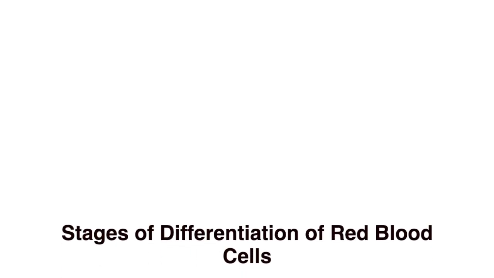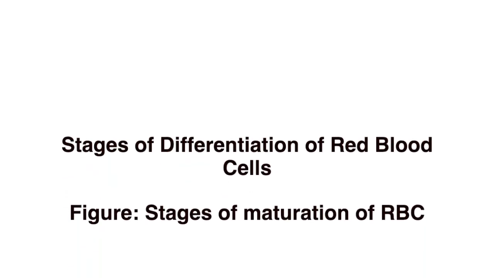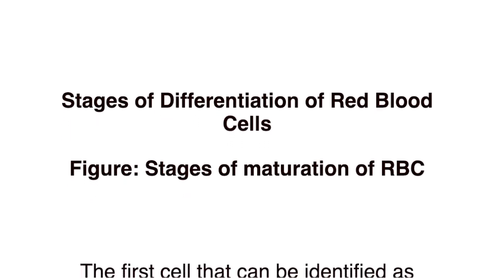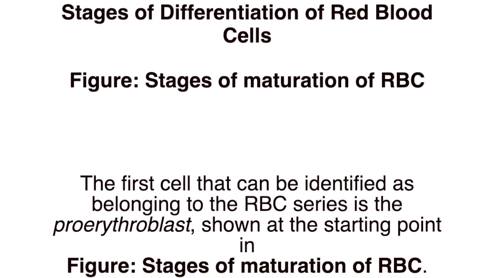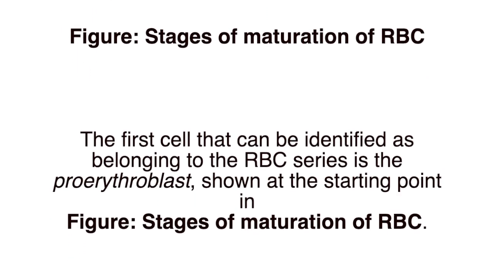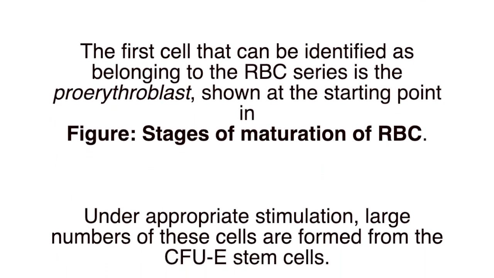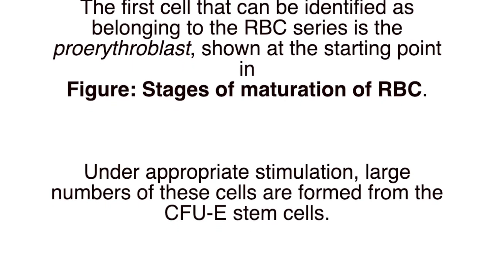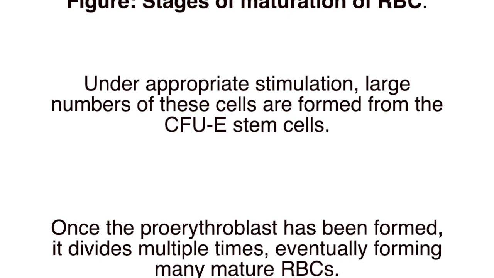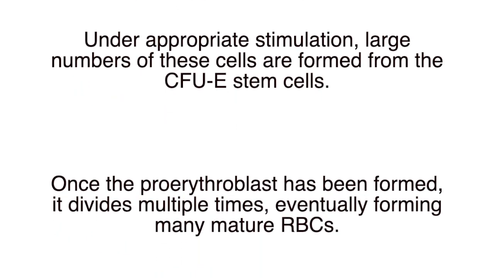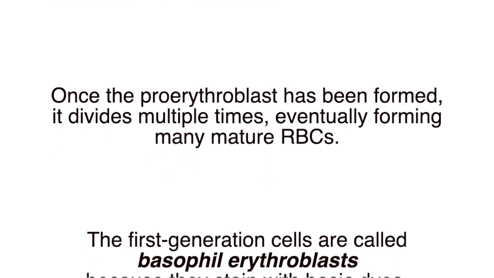Stages of differentiation of red blood cells. Figure, stages of maturation of RBC, shown earlier. Please refer to it. The first cell that can be identified as belonging to the RBC series is the proerythroblast, shown at the starting point in the figure shown above. Under appropriate stimulation, large numbers of these cells are formed from the CFUE stem cells. Once the proerythroblast has been formed, it divides multiple times, eventually forming many mature RBCs.